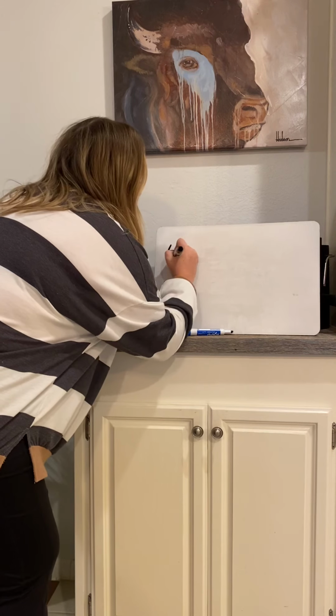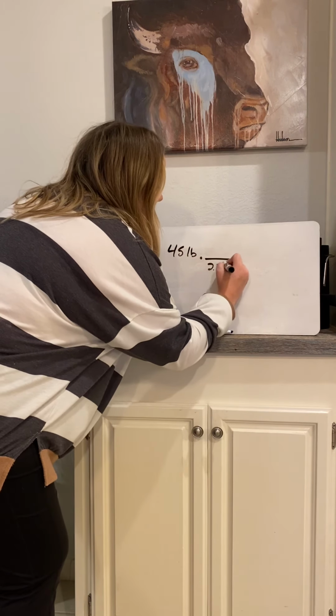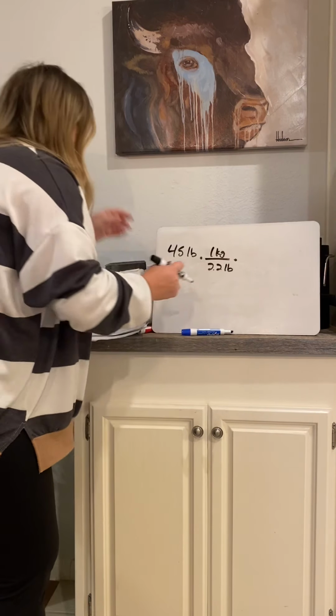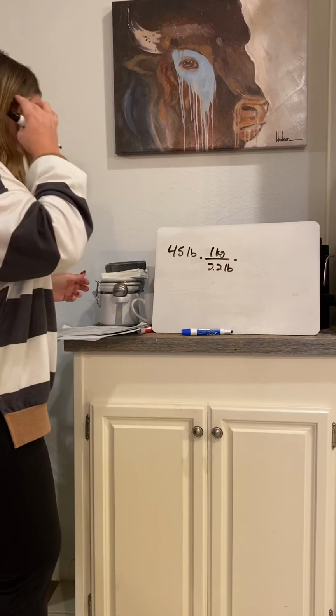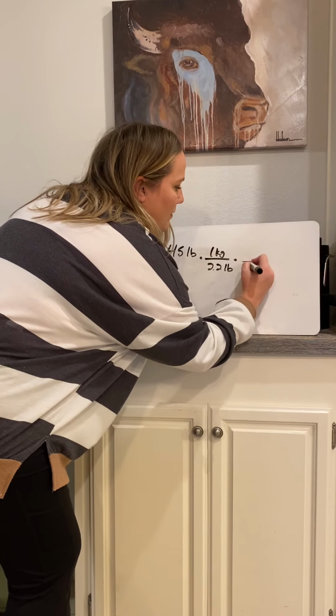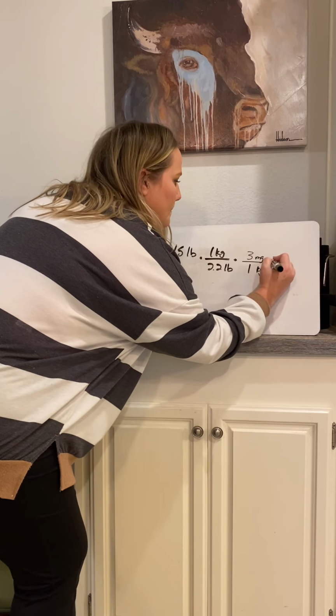So Jeffrey weighs 45 pounds. The first thing we need to do is dimensional analysis to change that into kilograms. 2.2 pounds in 1 kilogram. Then I need to look at the doctor's orders again. It says 3 milligrams per kilogram. I need to cancel out this kilogram. So kilogram goes on the bottom. Milligrams goes on the top.